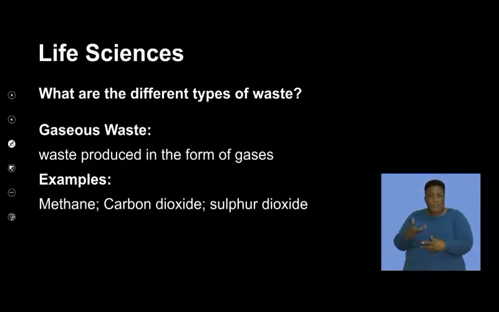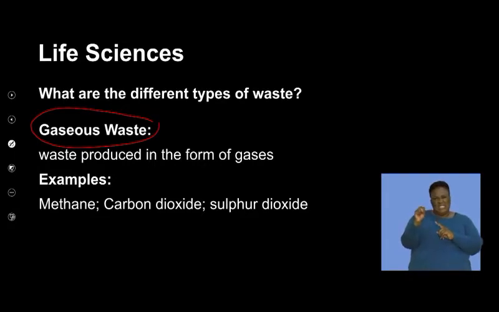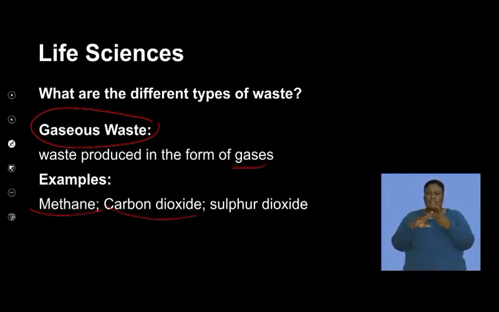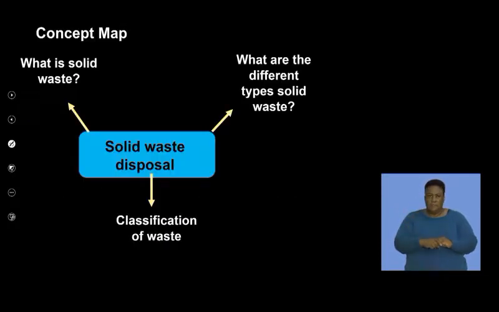We also have waste in a gaseous state. And so waste is produced in the form of gases from refineries, so methane, carbon dioxide from your fossil fuel production, as well as sulfur dioxide. These are examples of waste that are in a gaseous state. Okay, so that was classification based on state of matter.